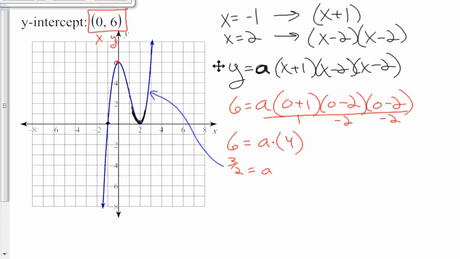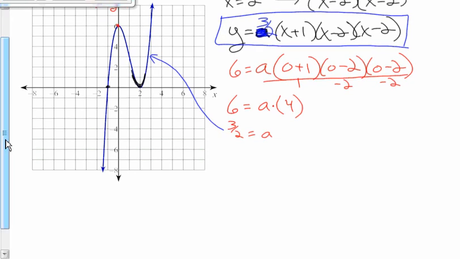So then we're just going to rewrite our equation, but instead of a, we would put exactly what a is, or 3/2. So this here would be the factored form of our equation. And then to put that into standard form, we're just going to multiply all that together. So to see that in action, we'd have y equals 3/2. I'm going to multiply the x minus 2 times x minus 2 first. So if we multiply those two together, we'd have x squared minus 4x plus 4.